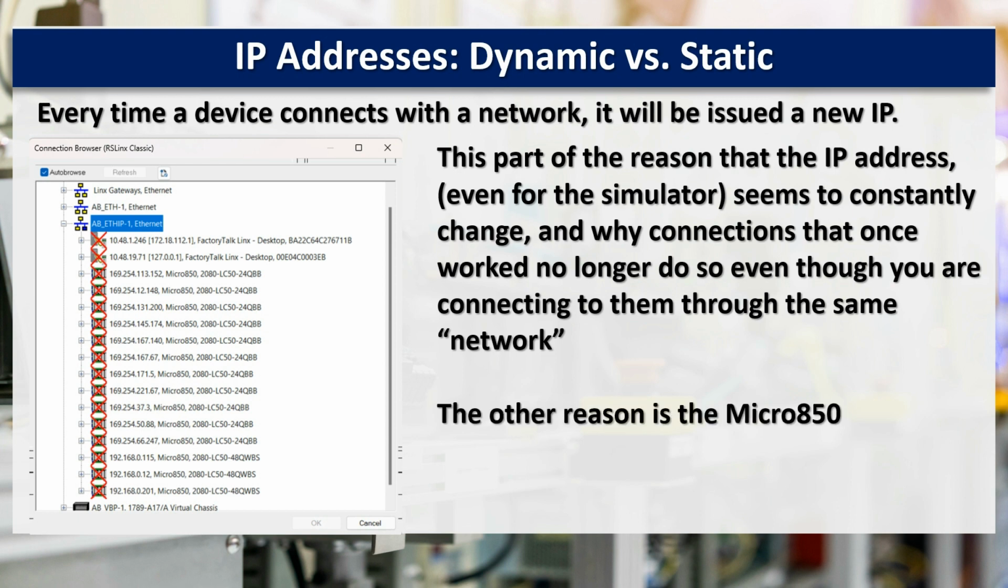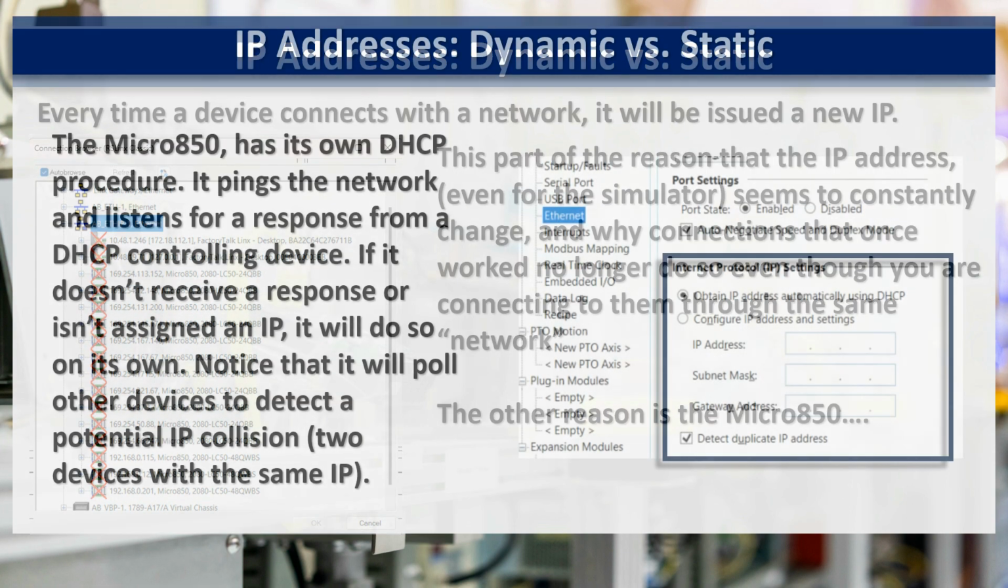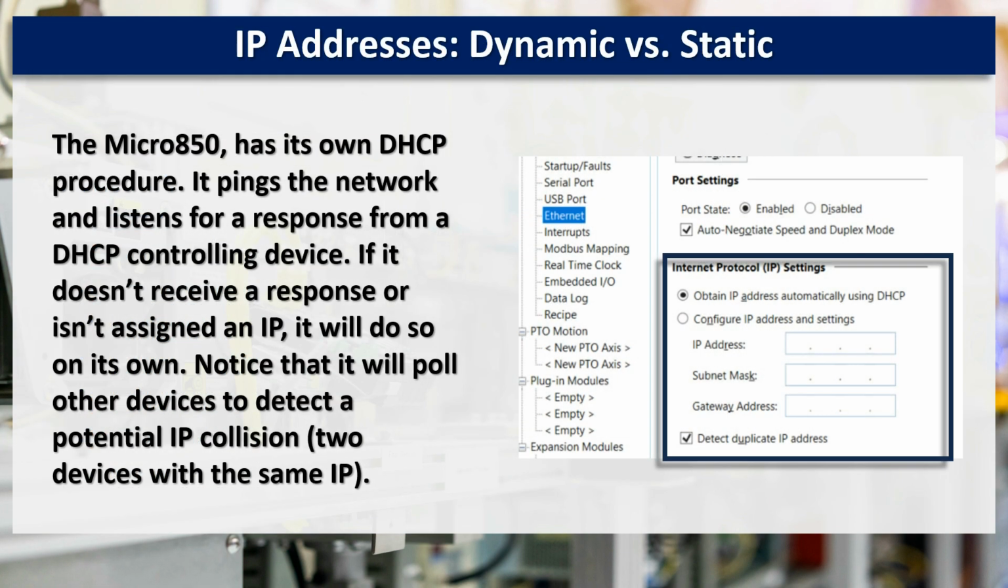The other reason is the Micro 850 itself. The Micro 850 has its own DHCP procedure. It pings the network and listens for a response from a DHCP controlling device. If it doesn't receive a response, or it isn't assigned an IP, it will do so on its own. Notice it will poll other devices to detect a potential IP collision, that is, two devices with the same IP.